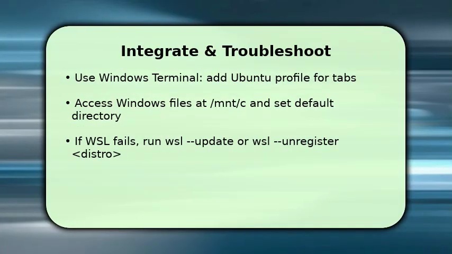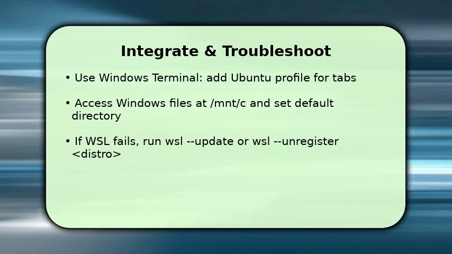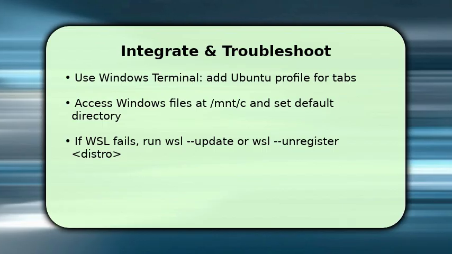To finish, integrate Ubuntu into Windows Terminal by adding a profile so you get tabs, themes, and keyboard shortcuts. This streamlines daily use. Access your Windows files through /mnt/c and set your default directory with wsl.conf or Windows Terminal settings so workflows match.